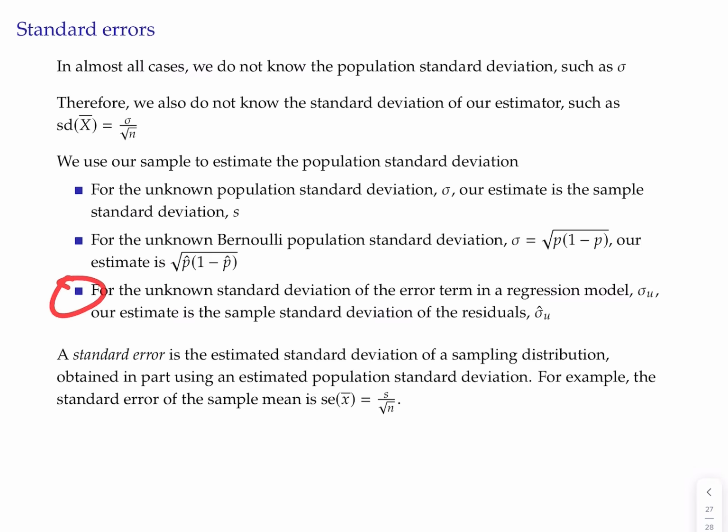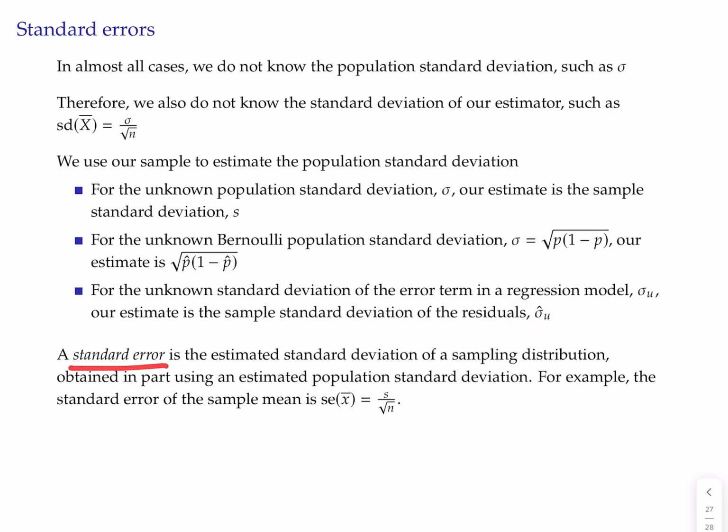And then similarly for regression, you may remember that the standard deviation of the slope estimator involves this term, sigma sub u. That's the standard deviation of the error term. We don't observe the values of the error term. We don't observe the whole population. What we're going to do is use the sample standard deviation of the residuals, which is something we can calculate, as an estimate for this object.